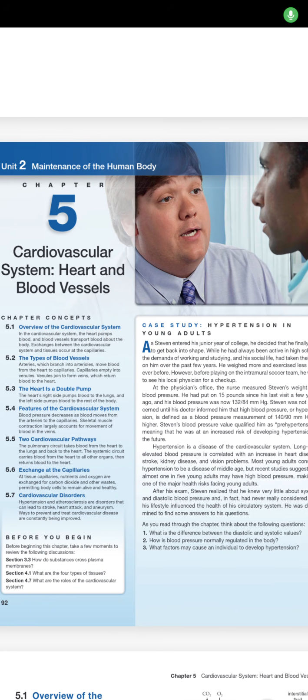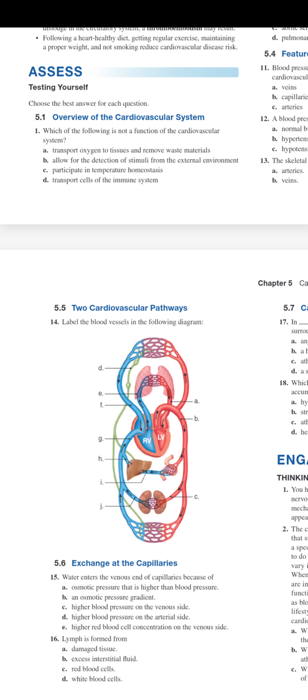Today I will be solving and explaining chapter 5 of Human Biology, Sylvia Mader's, the 14th edition. I'm going to be solving the assess part that you find in the end of each chapter. So let's start with question number 1.